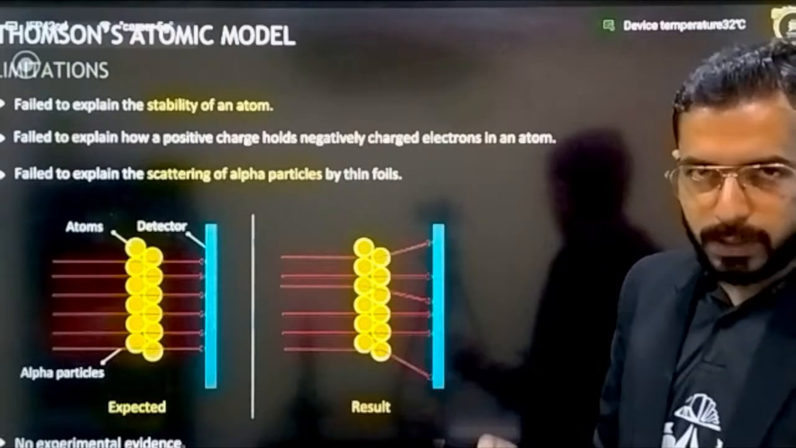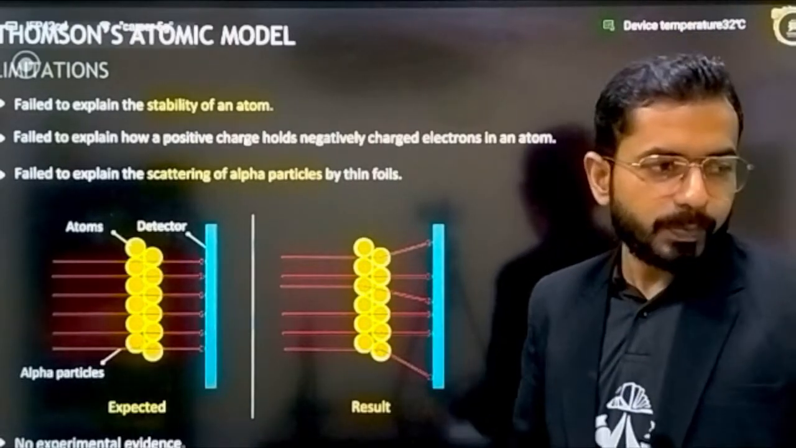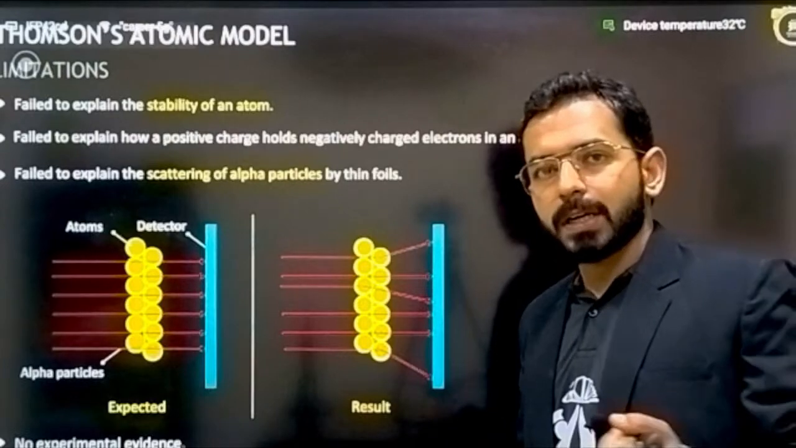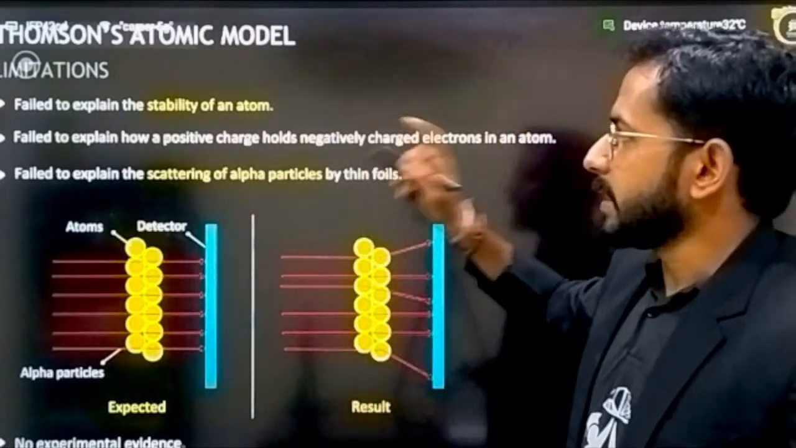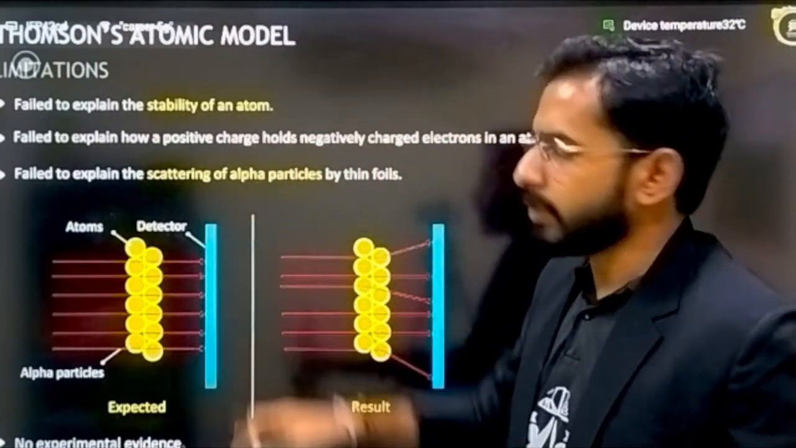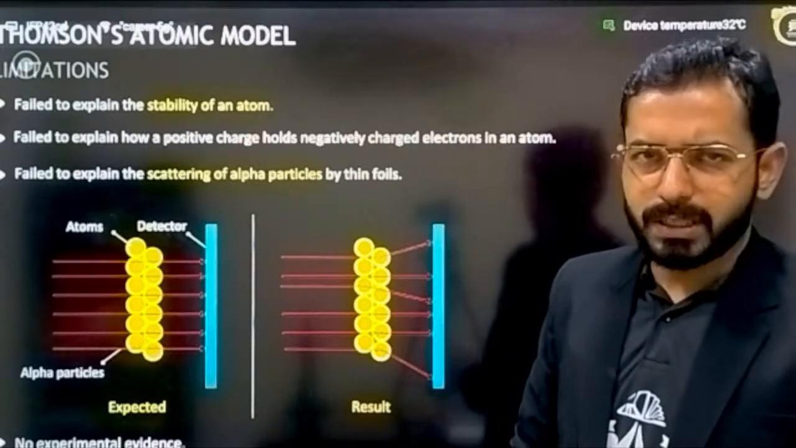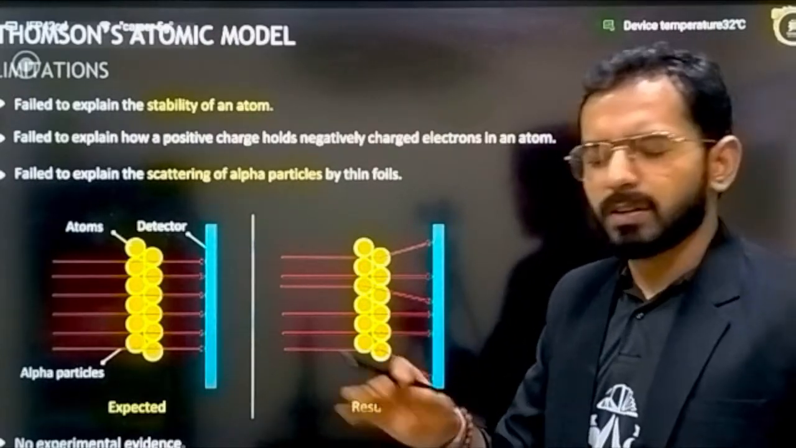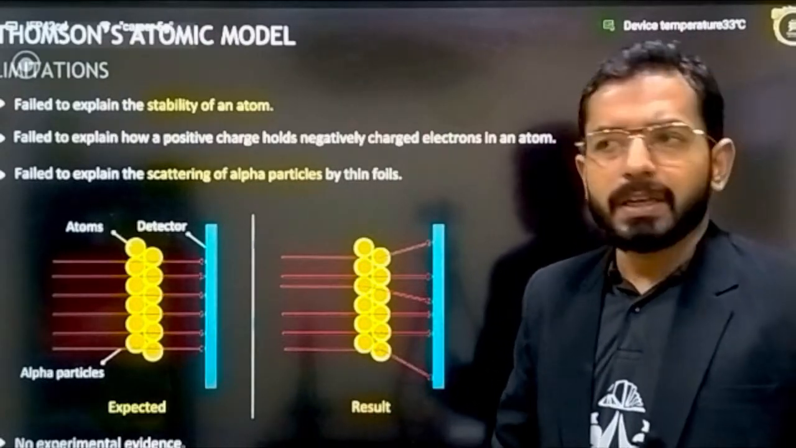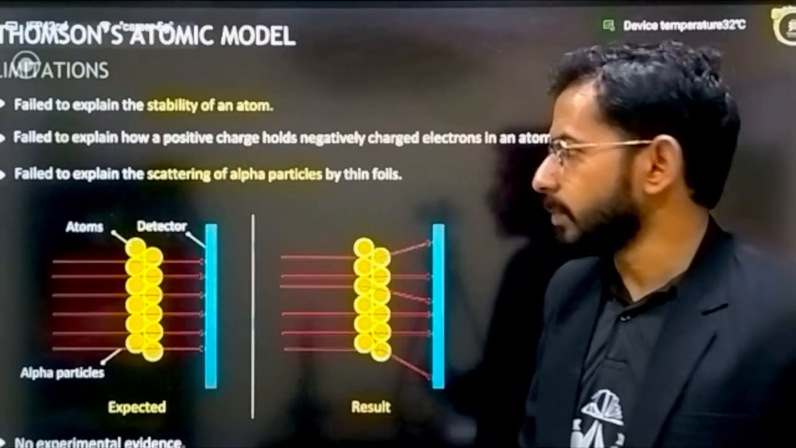Now, what are the limitations? Understand here, limitations are more important, because these limitations will give birth to the next invention. See, what are the limitations? Failed to explain the stability of the atom. Completely, he failed to explain the stability of the atom. Rutherford also was not able to explain completely the stability.